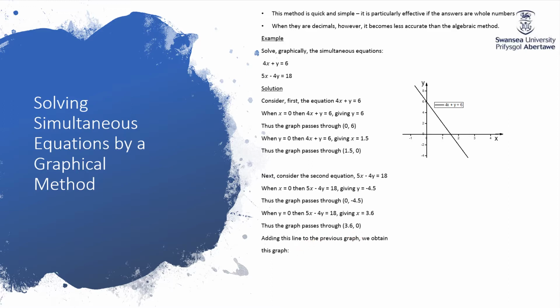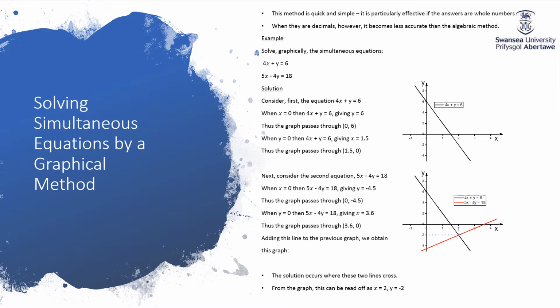Let's add this line onto the previous plot and see what we obtain. So here you can see these two lines, and they intersect at this point here, where x equals positive 2 and y equals negative 2. Therefore, this is the solution to your problem.